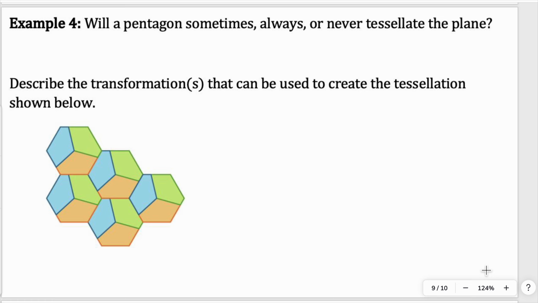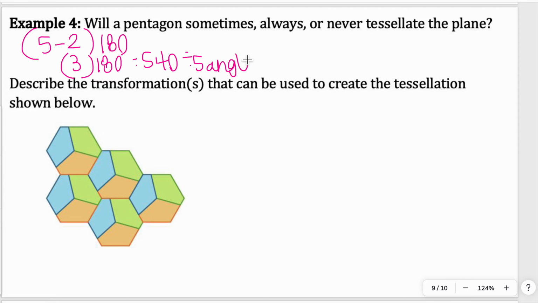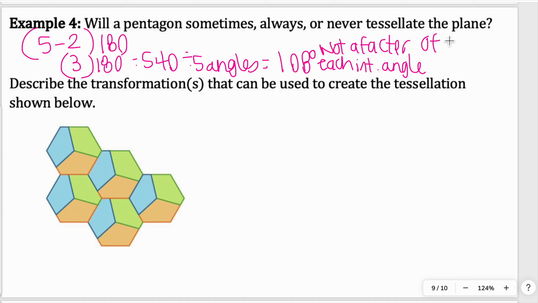Will a pentagon sometimes, always, or never tessellate in the plane? And then describe the transformations that can be used to create the tessellation shown below. So for a pentagon, we can try 5 minus 2 times 180. So that's 3 times 180, which is 540. So 540 divided by 5 angles is going to give us 108 degrees for each interior angle. And 108 is not a factor of 360. So we would say never for the pentagon. Okay.